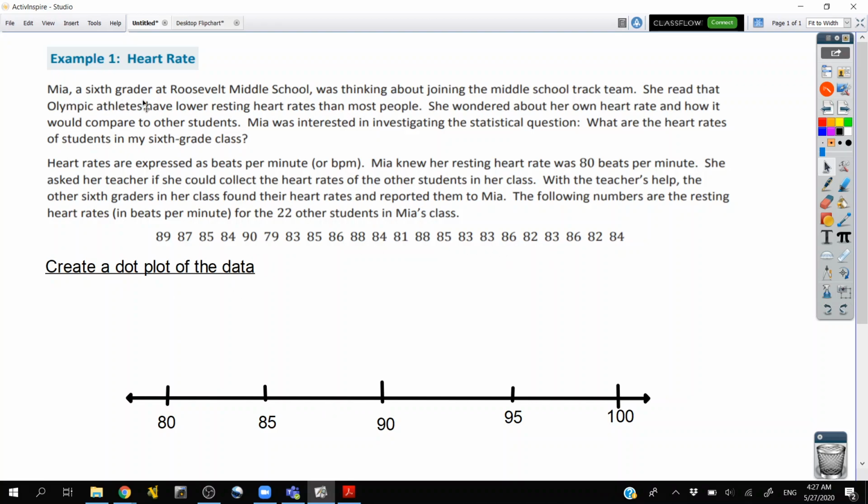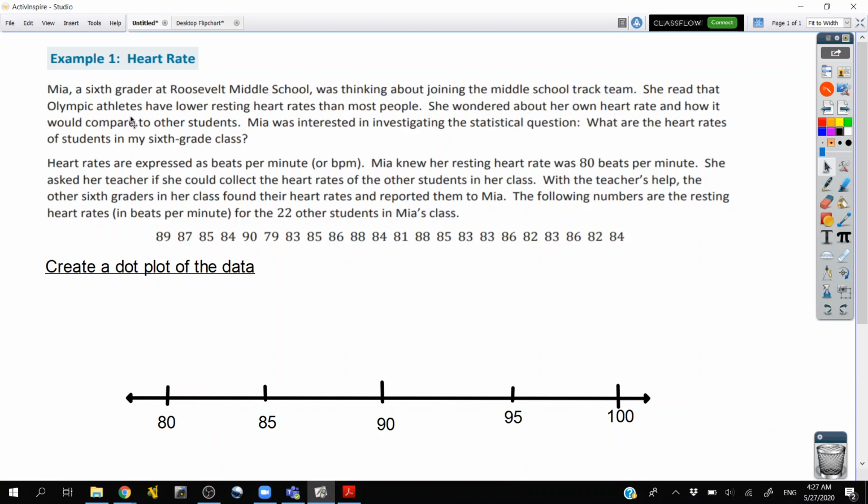So Mia is a sixth grader at this middle school. She's thinking about joining the track team. She's read that Olympic athletes have lower resting heart rates than most people. She wondered about her own heart rate and how it would compare to other students. Mia was interested in investigating the statistical question, what are the heart rates of students in my sixth grade class?